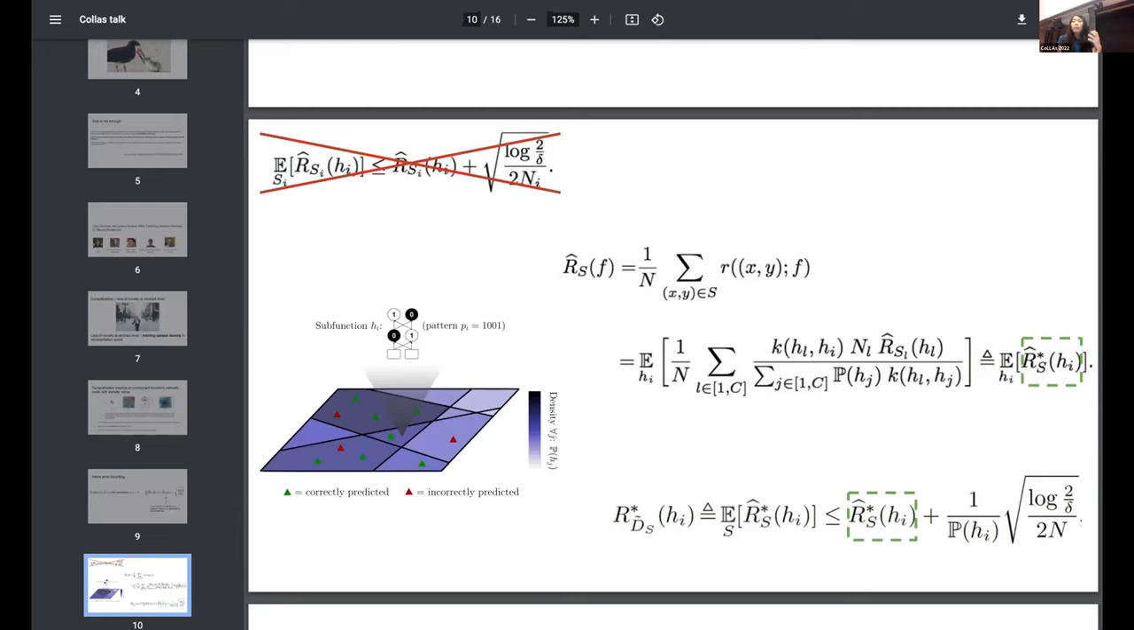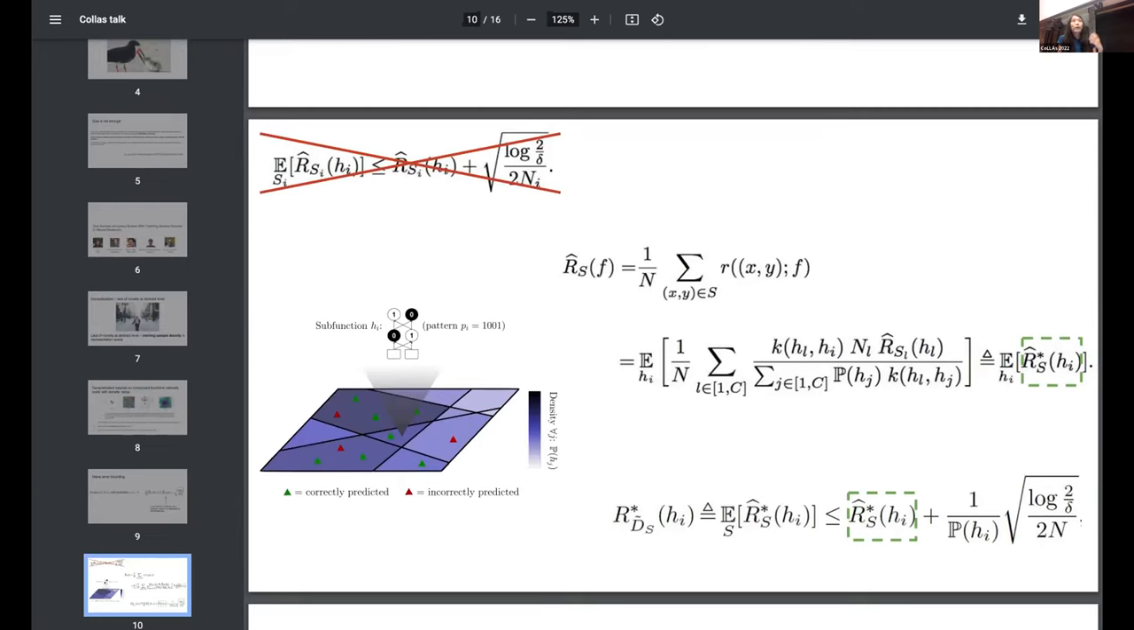And correspondingly, we have a new generalization bound. And this bound scales inversely with the density phi, which is the training sample density of that particular subfunction. So basically, the more a subfunction is surrounded by training samples in representation space, the better its predicted generalization. That's what this bound is saying.